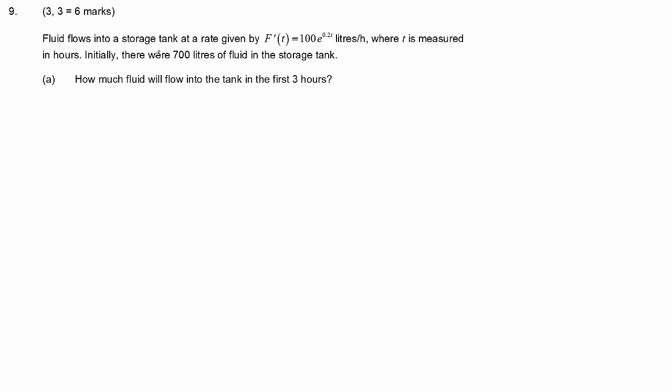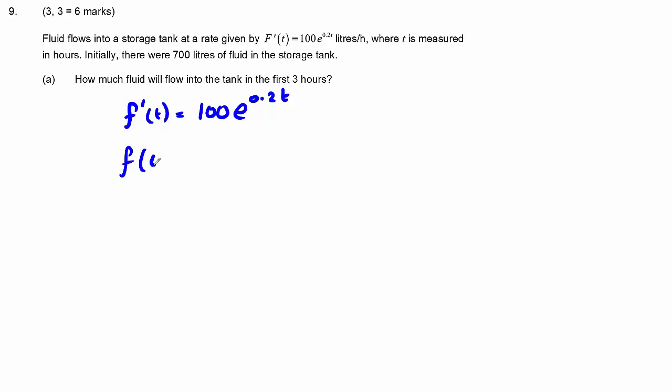Fluid flows into a storage tank at a rate given by F'(t) = 100e^(0.2t), where t is measured in hours. Initially, there were 700 litres of fluid in the storage tank. So we have F'(t) is 100e^(0.2t).